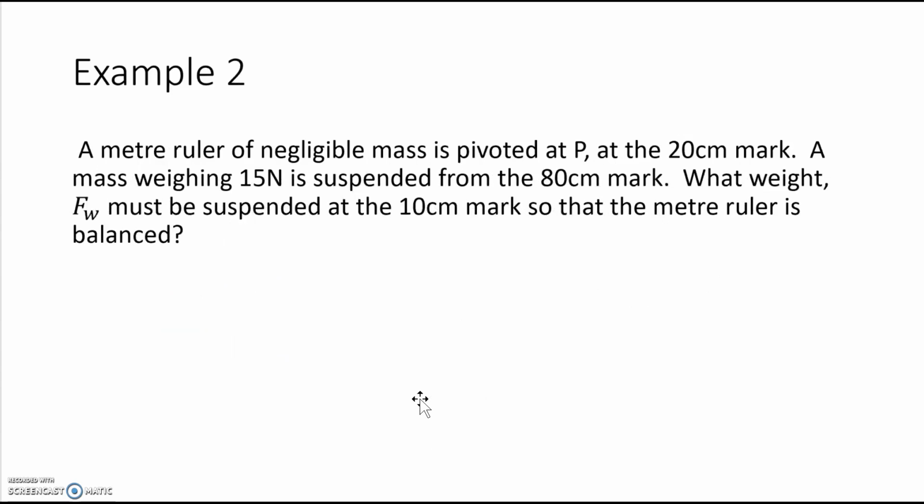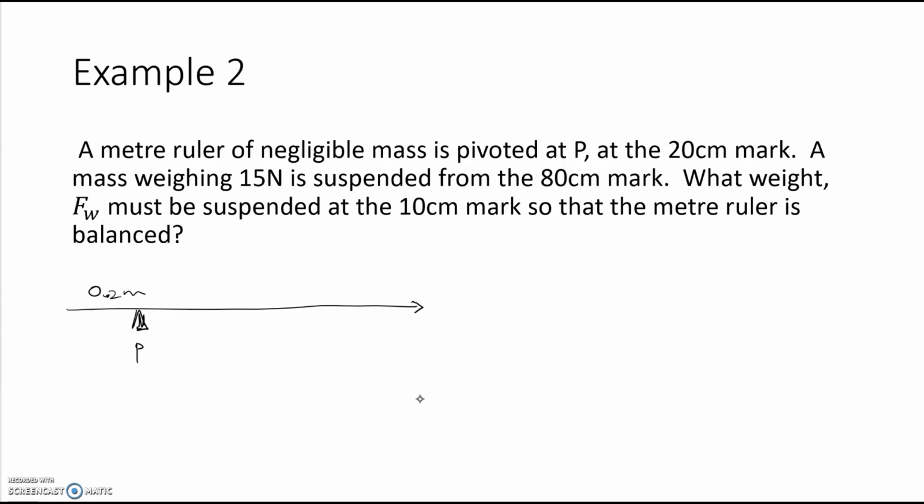Let's have a look at a second example here. We've got a ruler, and we just say that it's got negligible mass because that just complicates matters if it's got some mass itself, and it's pivoted at a point P that's 20 centimetres in. Now I'm going to change 20 centimetres to 0.2 metres. So that's 0.2 metres there. It's a metre long.